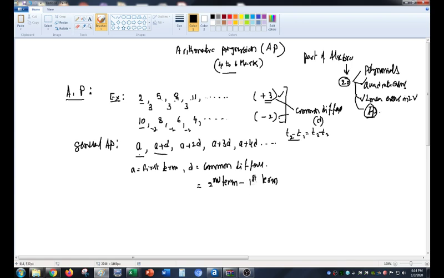In MCQ questions or in 1 mark questions, they will be giving you an AP, like x plus 7, x plus 10 and so on. Find the common difference. So very simple. You should know the formula to find the common difference: second term minus first term or third term minus second term.